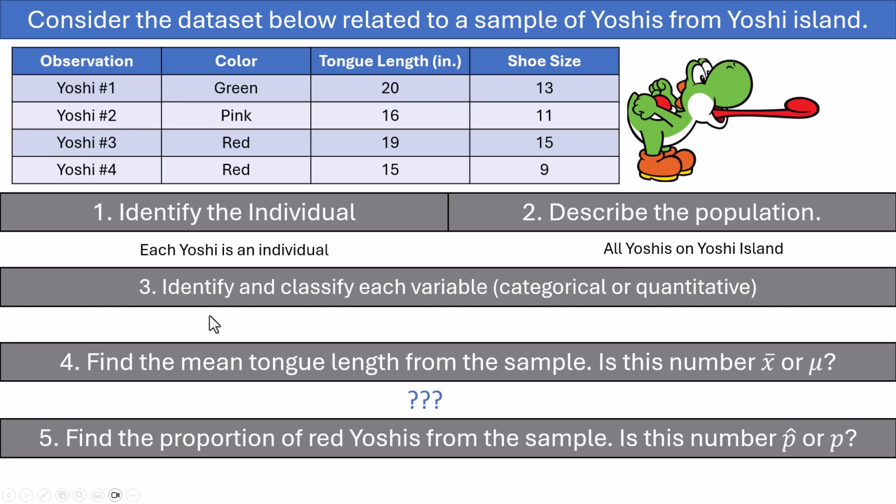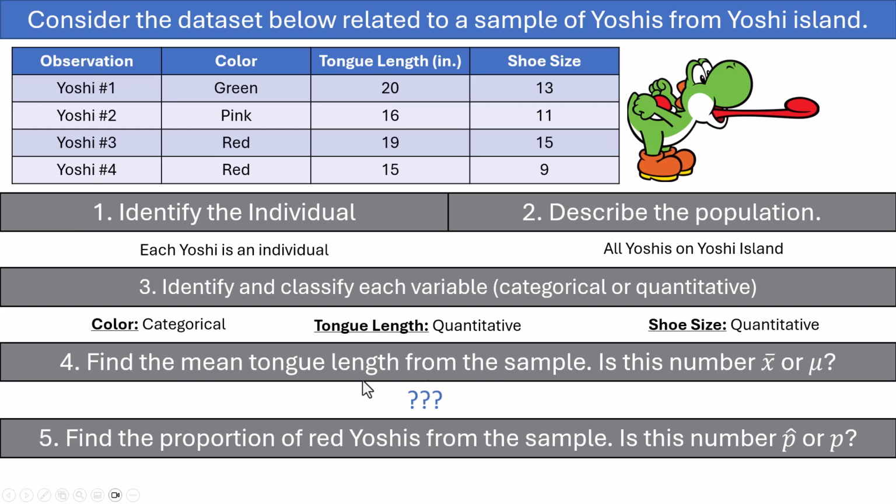Next, we are asked to identify and classify each variable. So we have the color, which is categorical. We have the tongue length, which is quantitative, and we have the shoe size, which is also quantitative. Again, I'm not really going to consider this observation as a variable. It's really just uniquely identifying each Yoshi number.